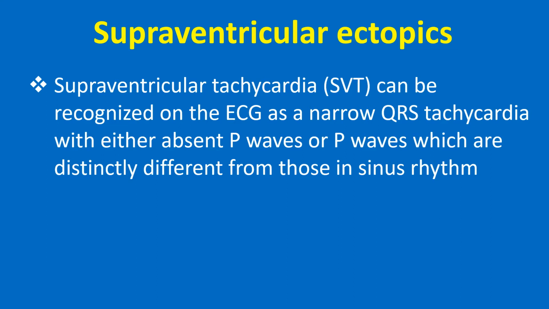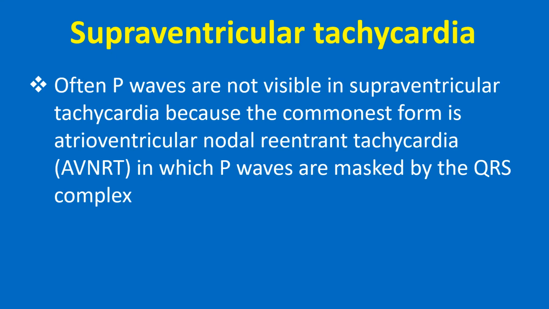Supraventricular tachycardia can be recognized on the ECG as a narrow QRS tachycardia with either absent P waves or P waves which are distinctly different from those in sinus rhythm. Often P waves are not visible in supraventricular tachycardia because the commonest form is atrioventricular nodal reentrant tachycardia, in which P waves are masked by the QRS complex.